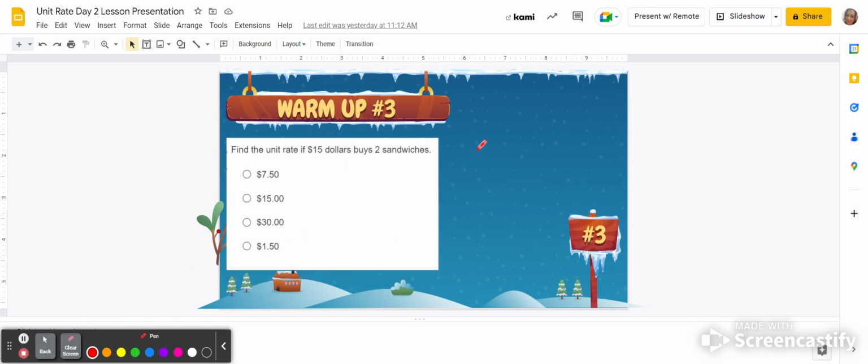All right, if $15 buys 2 sandwiches, so $15, money goes on top, gives me 2 sandwiches. I want to find the unit rate, so I want to find how much 1 sandwich gets me. I'm going to divide 15 by 2. Always put it in the calculator to double check, and I get $7.50 for a single sandwich.